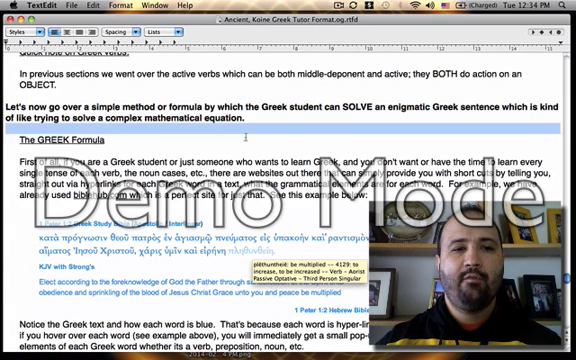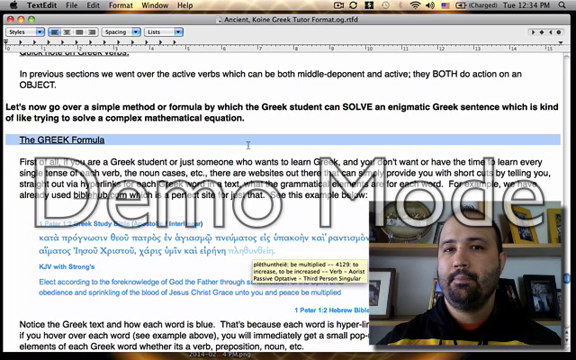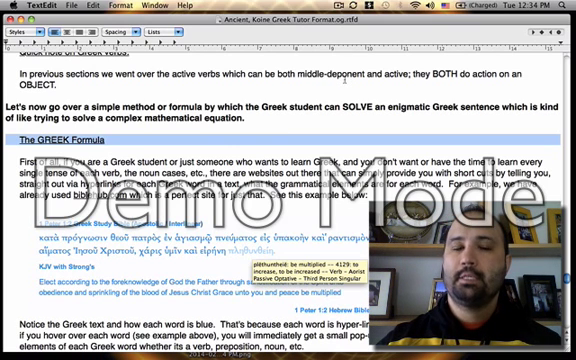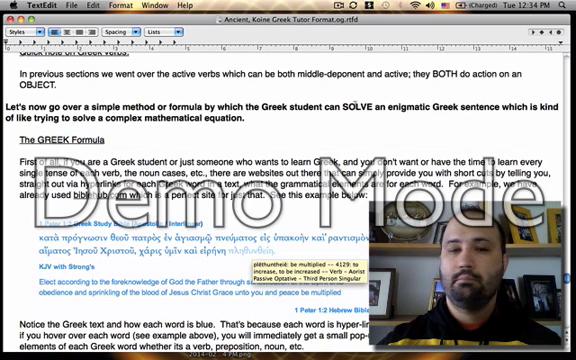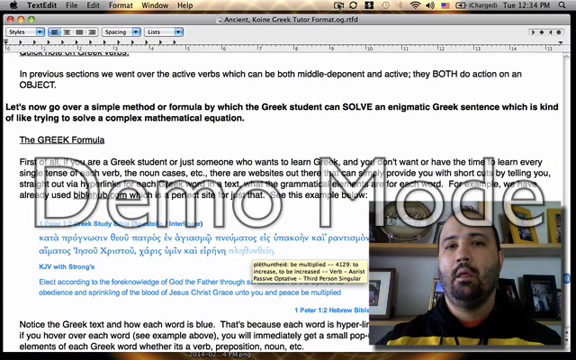And we're going to go over my Greek formula in my next lesson. This is my own special formula that I've designed. And when you use this formula, it will basically help you solve any Greek sentence, figure out any Greek sentence, understand any Greek sentence.